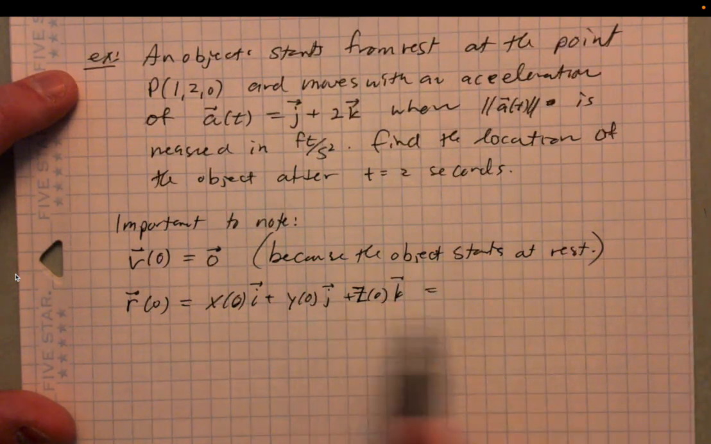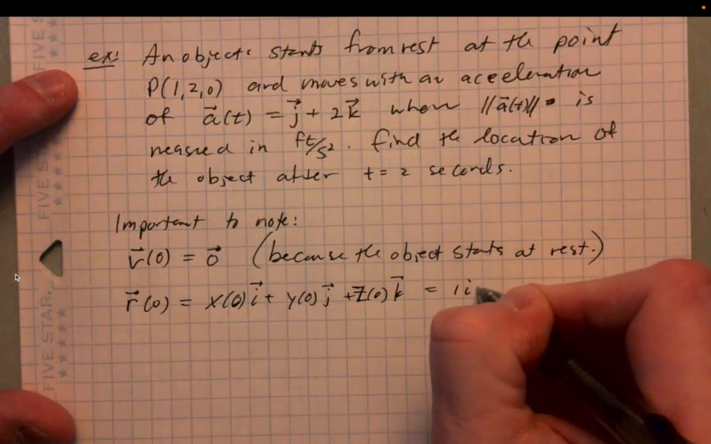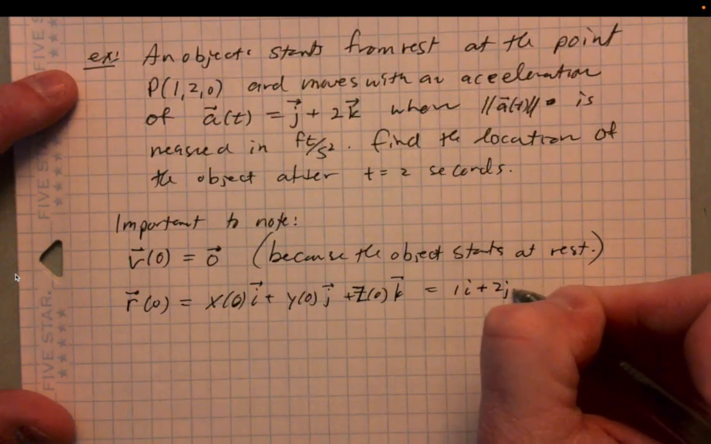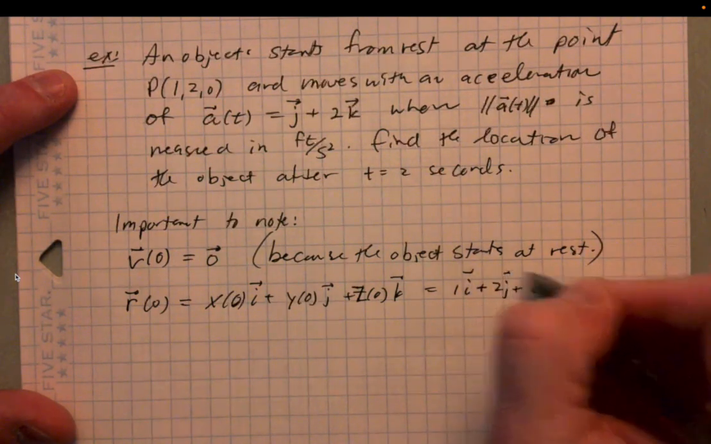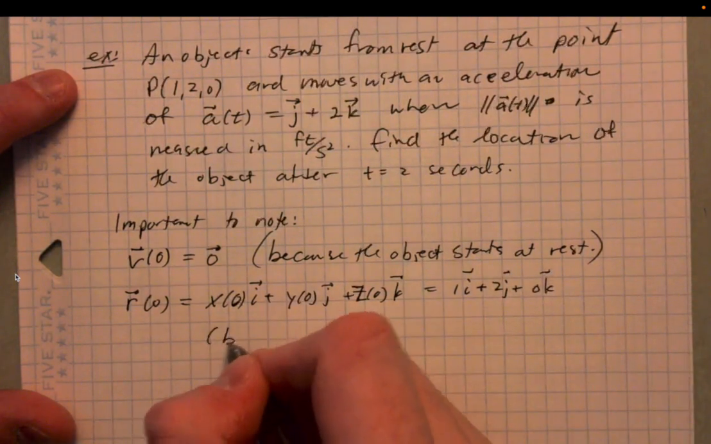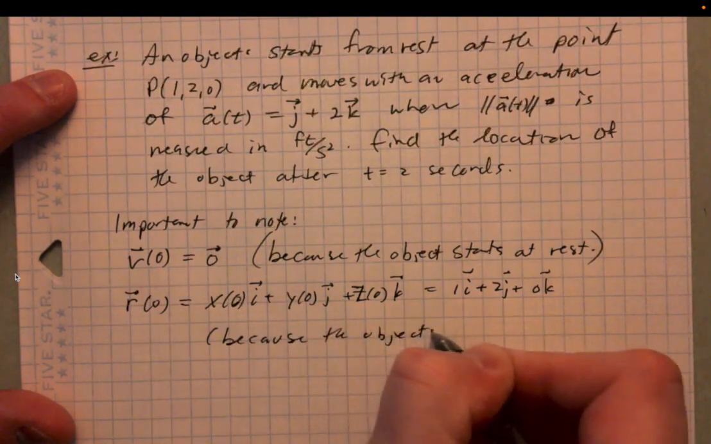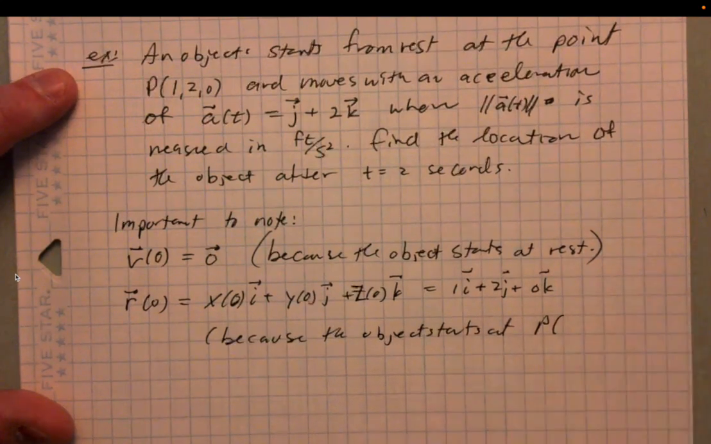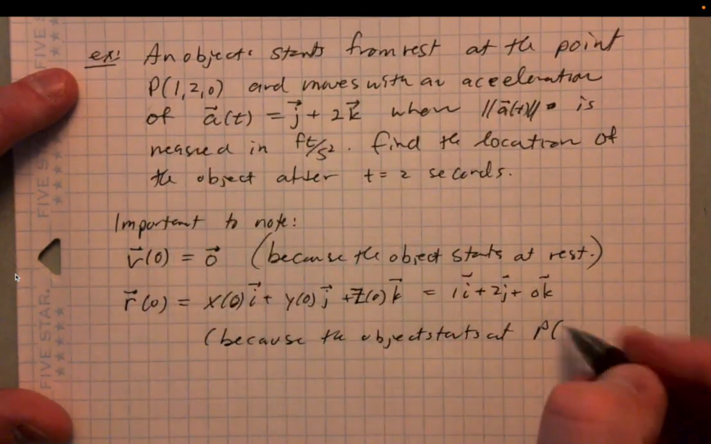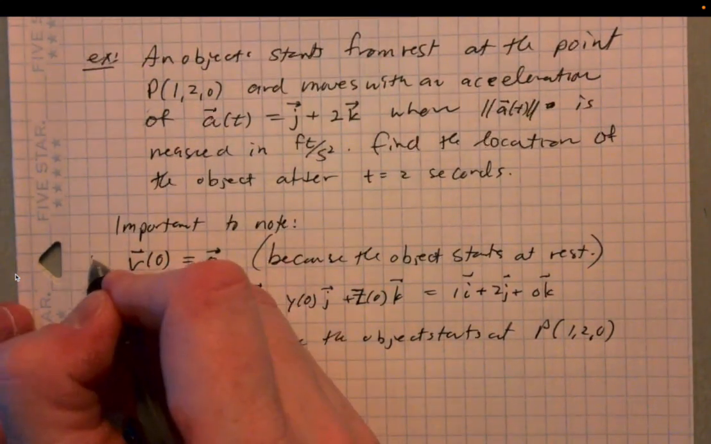But we know what it needs to look like. It's going to be 1i plus 2j plus 0k, right? How do we know that? Because the object starts at p, and we're given that point, right? 1, 2, 0. Okay, so these are two things that we know.